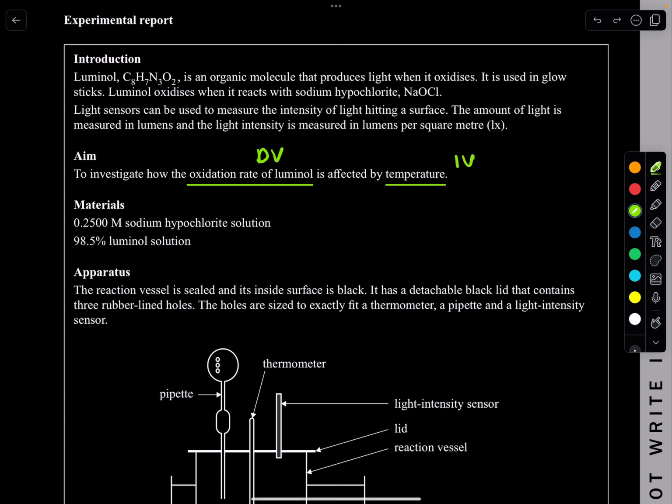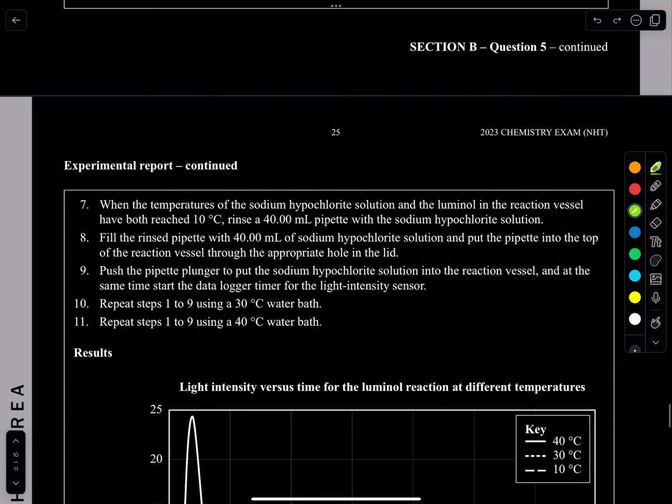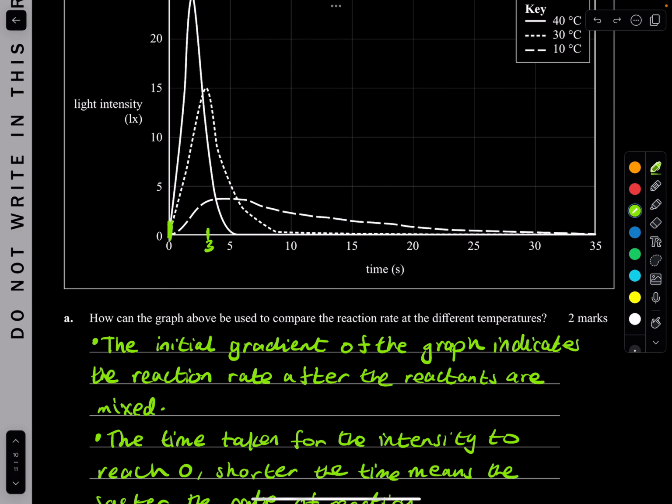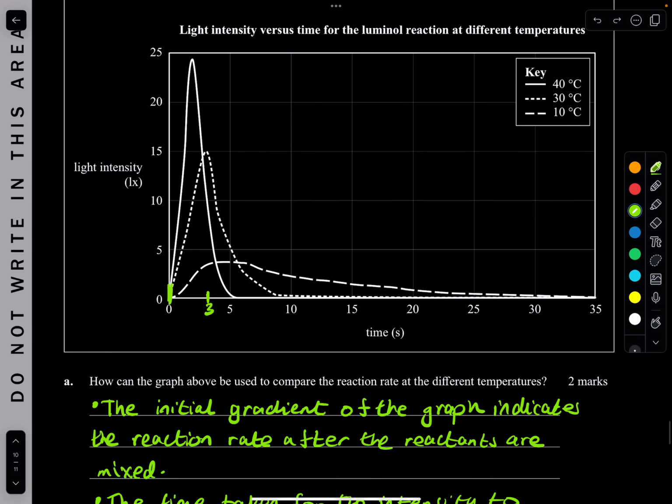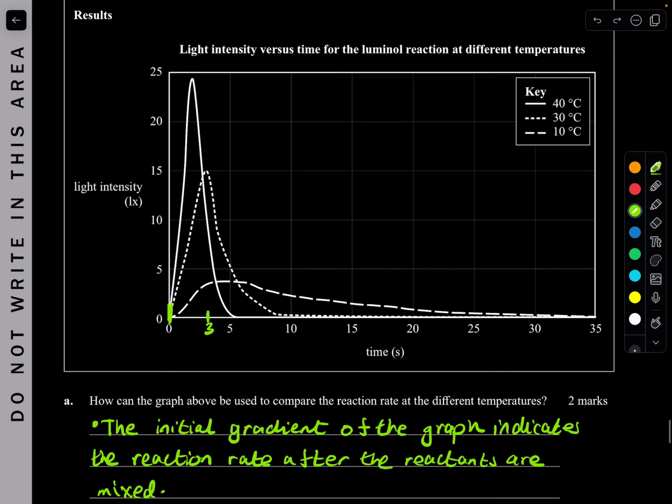You have them at high concentration before you even start the reaction, and when you mix them together, they're going to be colliding with each other. The collision frequency is very high, hence the reaction rate initially goes up very quickly, because luminol is getting oxidized by the sodium hypochlorite. So that initial increase in reaction rate from 0 to 3 seconds is because we have high concentrations of both luminol and sodium hypochlorite.